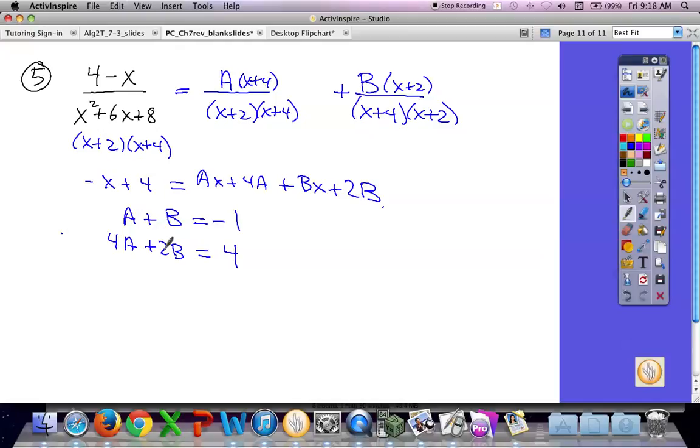If you did it by any other method, let's say we're going to multiply this one by -2. Then we're going to get -2A minus 2B equals 2. We add them up, we get 2A equals 6. So A equals 3. And then if A plus B equals -1, then B equals -4.